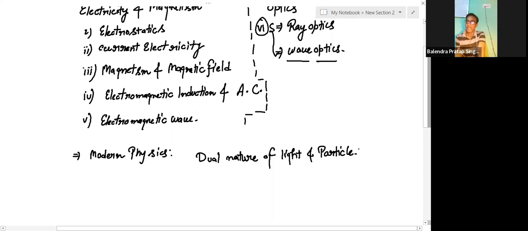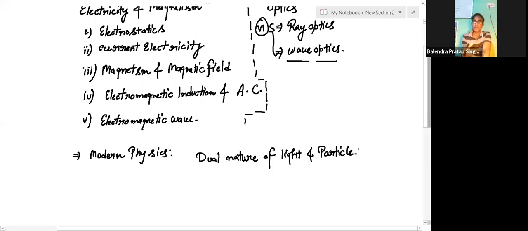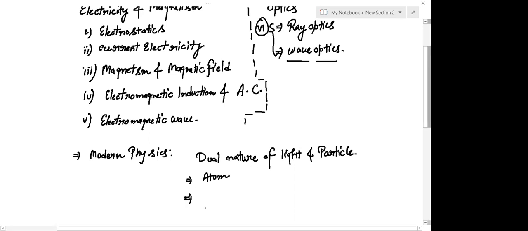We will study in this chapter that light has both properties. Sometimes it behaves as a particle and sometimes as a wave. So it has dual nature, and a particle also has dual nature. Sometimes it behaves as a wave and sometimes as a particle. This is the first part of your modern physics. Another chapter is related to the atom. In this chapter, we will study how the electron moves around the nucleus, what properties they hold, and some emission and spectra. And another part is related to the nucleus.